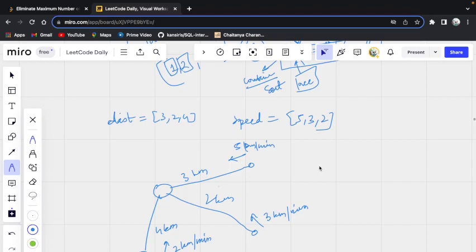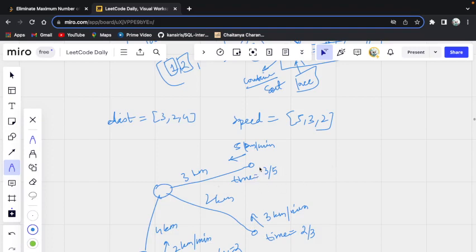Now if you see, when we calculate the time, the time required for this monster to reach the city is 3 by 5. That is 3 by 5 kilometer this monster will travel each minute. And this one is going to be 2 by 3, and this is going to be 4 by 2, that is 2, right? Now in this situation, what are we going to do, right?